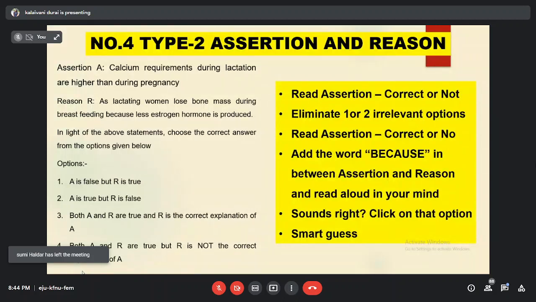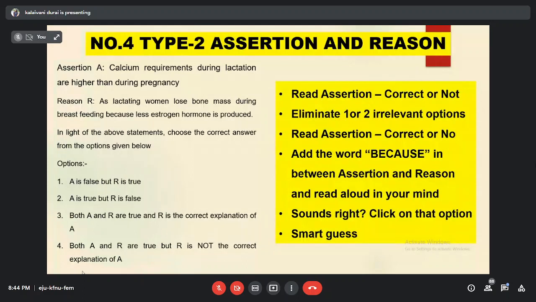So when less estrogen is produced during the first 6 months, or mostly the first 6 months here, because after that we start complementary feeding, women do lose bone mass because less estrogen is produced in the body. In this question, the assertion is right, the reason is also correct, and it is the correct explanation also. In fact, they have given 2 correct explanations in this.